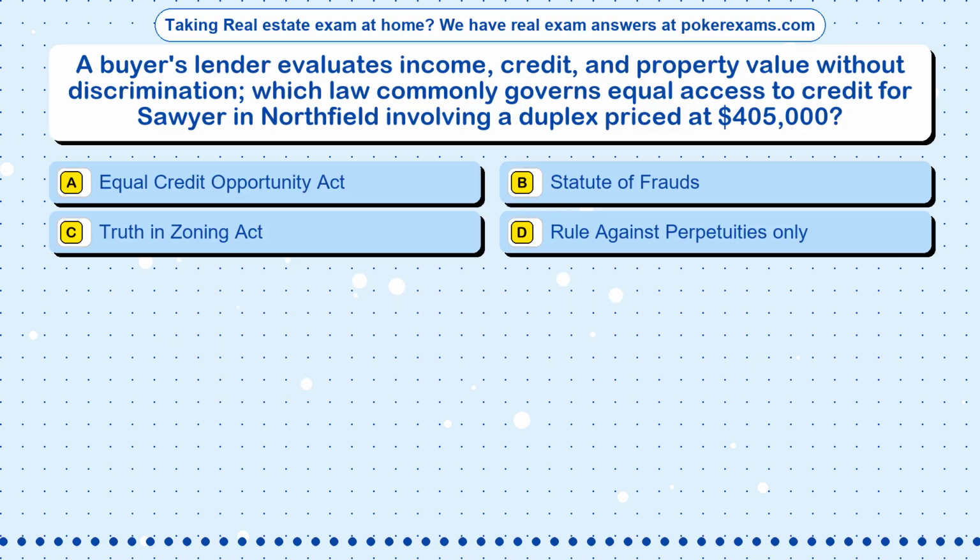Question 1. A buyer's lender evaluates income, credit, and property value without discrimination. Which law commonly governs equal access to credit for Sawyer in Northfield involving a duplex priced at $405,000? Option A. Equal Credit Opportunity Act. Option B. Statute of Frauds. Option C. Truth in Zoning Act. Option D. Rule against perpetuities only.